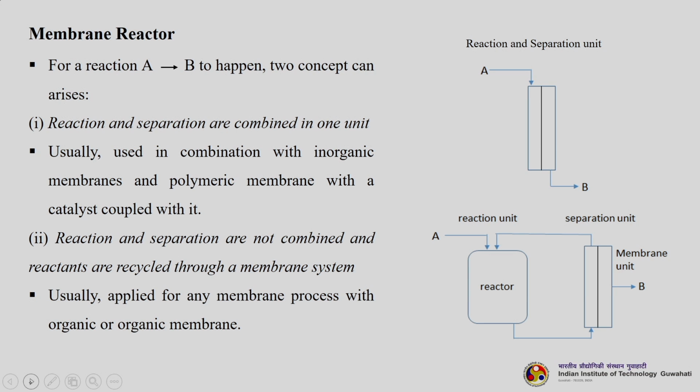So, here you can see how it happens. If you are talking about a single unit, this is the simplest one, where the reaction and separation are happening in the single unit. In this other case, we have a separate reaction unit, a reactor where the reaction is happening, then the product stream goes here to a membrane unit. Here we get, let us say, the product B, and whatever unreacted A is left out is again recycled back to the reactor. So, reaction and separation are happening in different units.